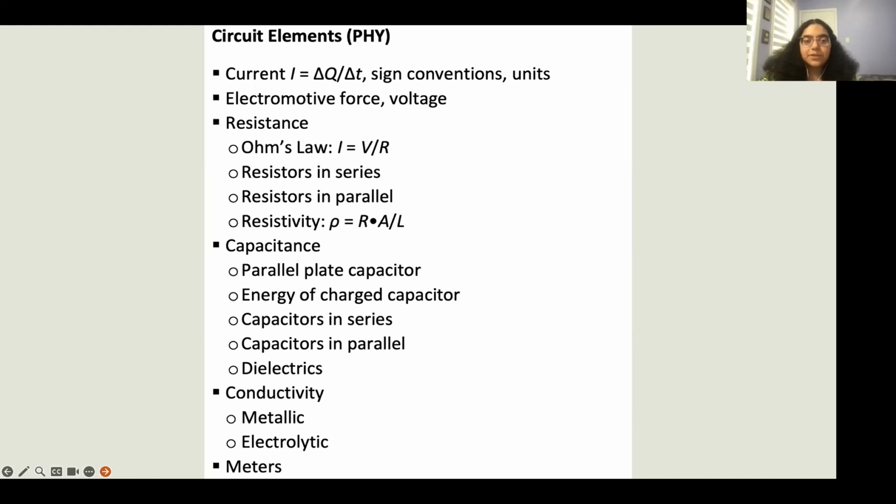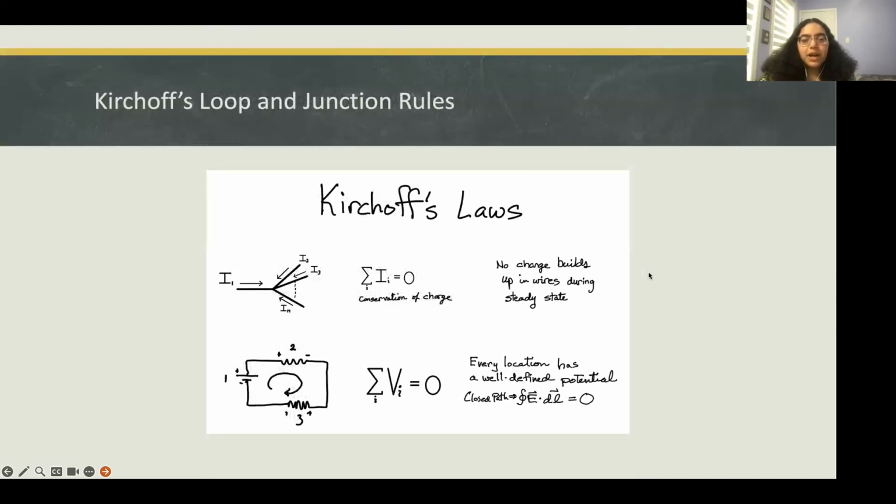You want to know the difference between resistors if they're in series or parallel, resistivity, which we'll get into in the slides, capacitance, conductivity, and the different meters, which are also in the slides. But again, a lot of physics 2 type content. So one thing to know is Kirchhoff's loop and junction rules. The loop rule is more about voltage and the junction rule is more about current.